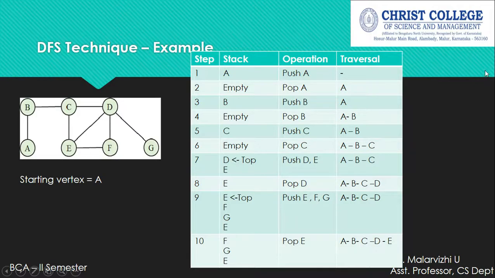Okay, so in the next step, we have to add the adjacent unvisited vertex of the popped vertex. So B is popped now. So the adjacent unvisited vertex of B is C. C is adjacent to B. So C is pushed into the stack. So in the next step, we are popping the vertex C from the stack. So C is added to the traversal. So ABC is traversed so far.